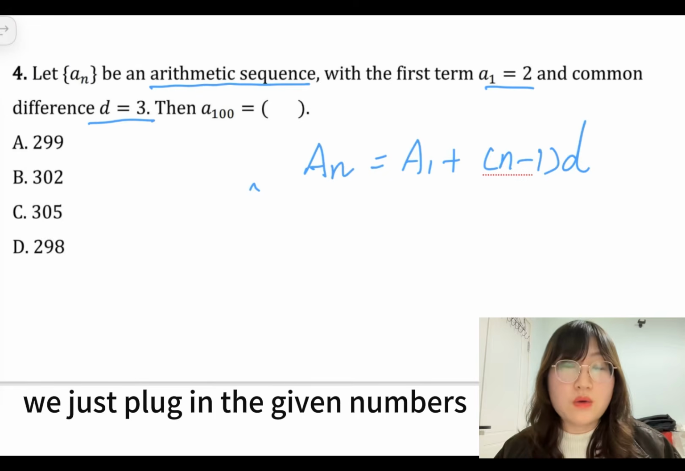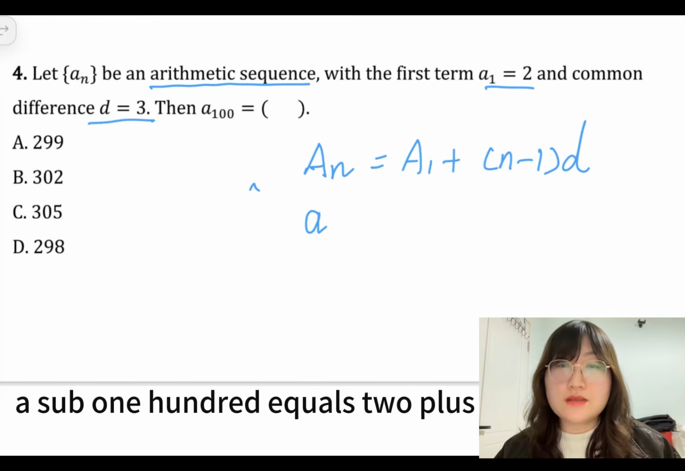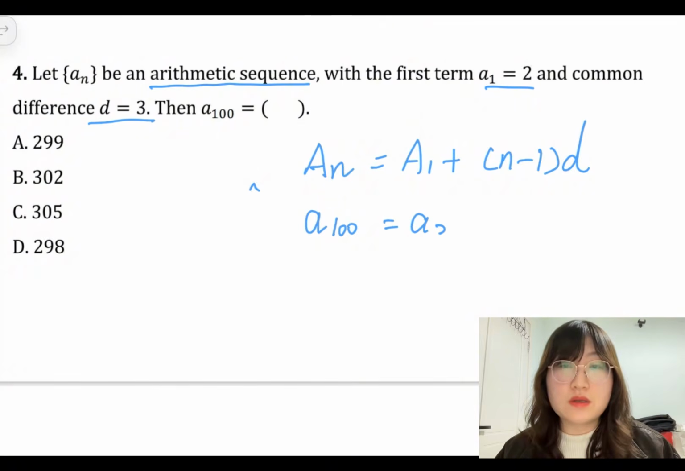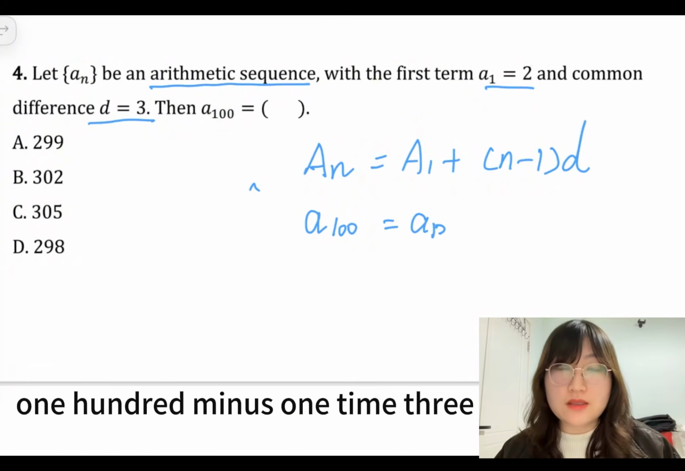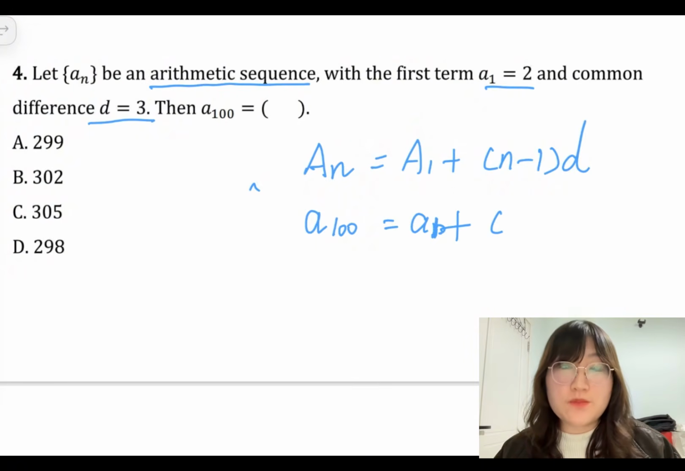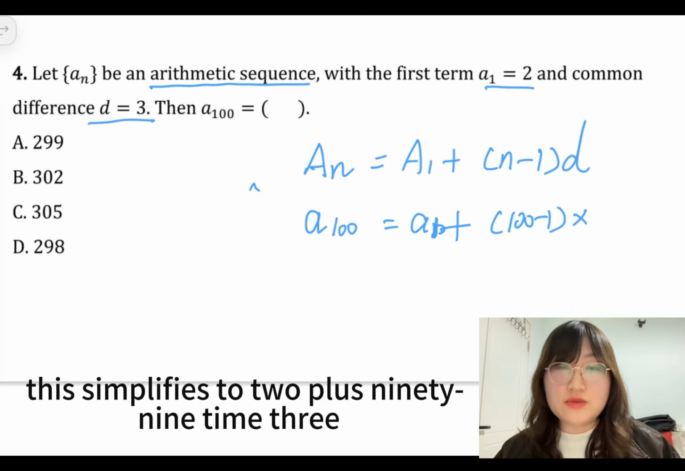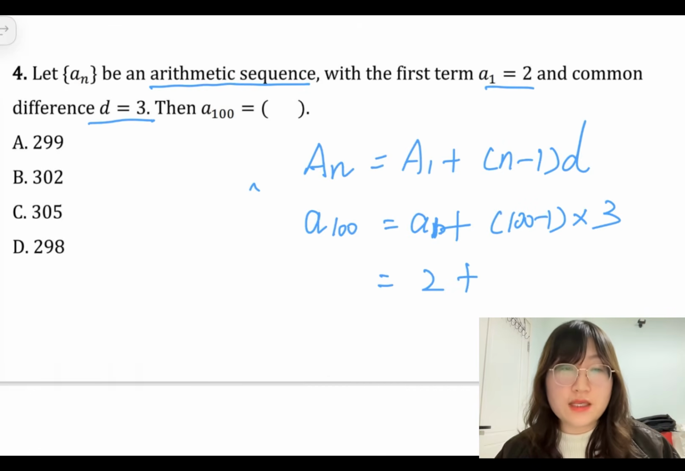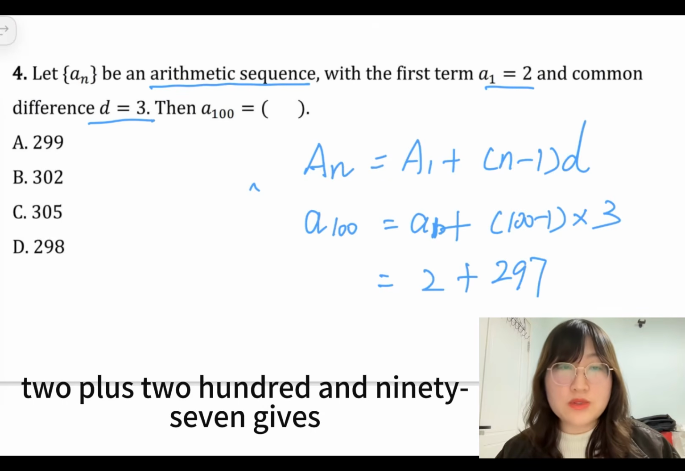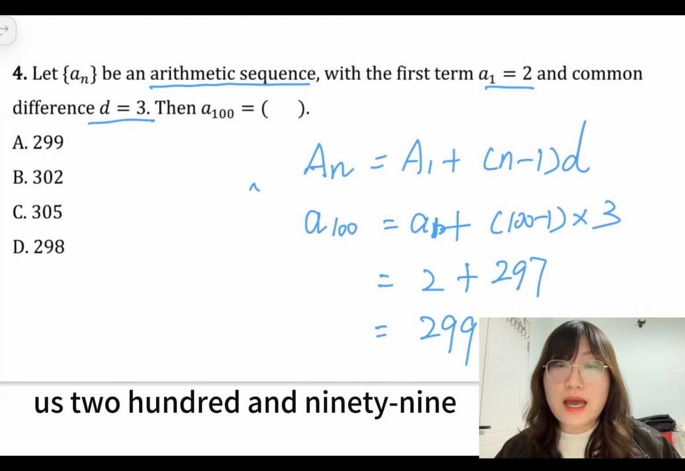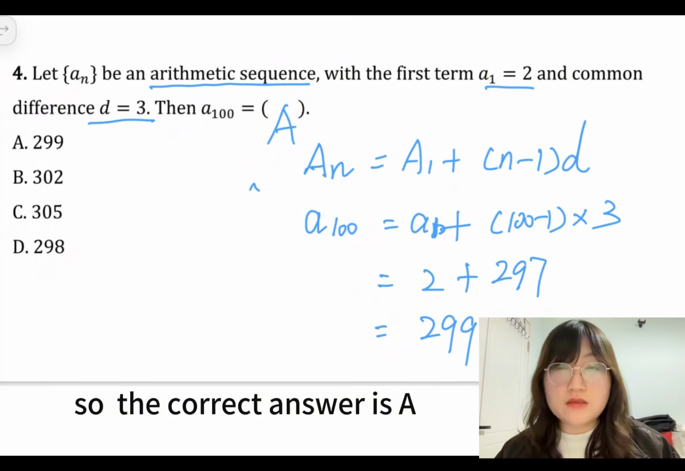Now, we just plug in the given numbers. A sub 100 equals 2 plus 100 minus 1 times 3. This simplifies to 2 plus 99 times 3. Finally, 2 plus 297 gives us 299. So the correct answer is A.